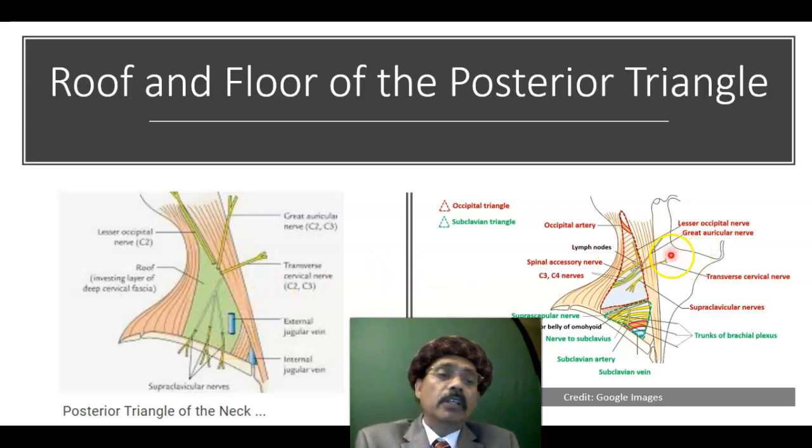Okay, here our posterior triangle is divided into two parts, two divisions. The upper larger division is called the occipital triangle. It contains the occipital artery, a branch of the external carotid artery. It contains lymph nodes, two sets, superficial and deep. Superficial lymph nodes pass along the external jugular vein.